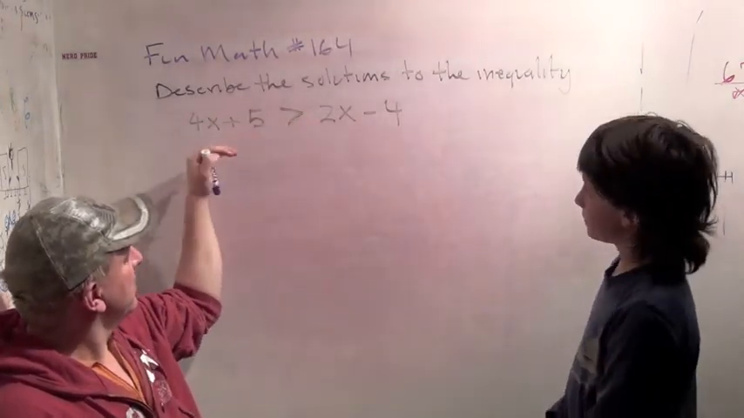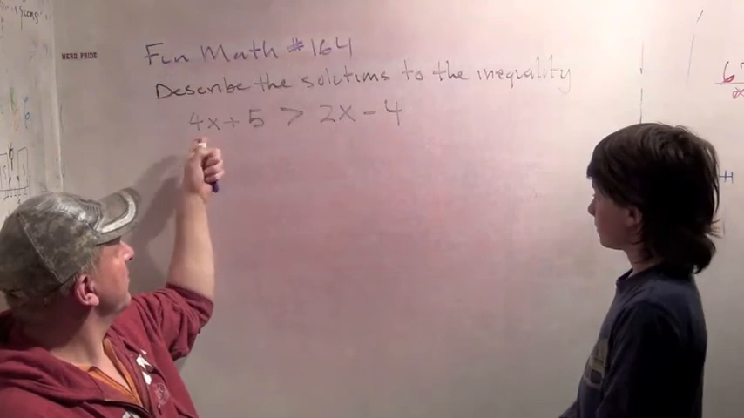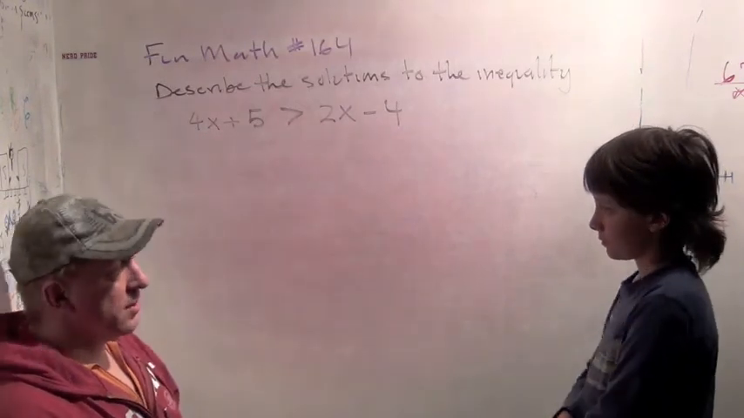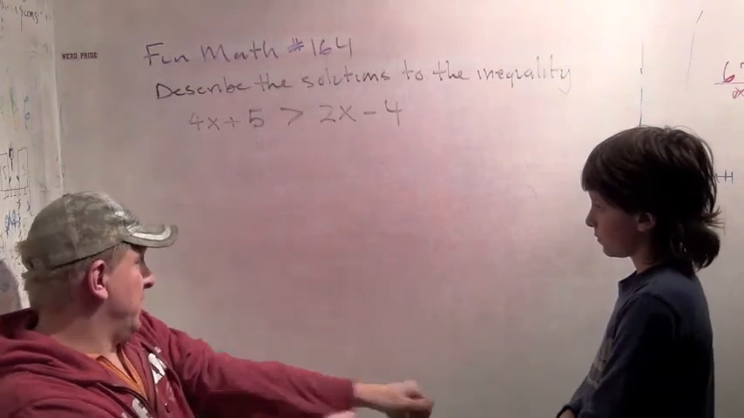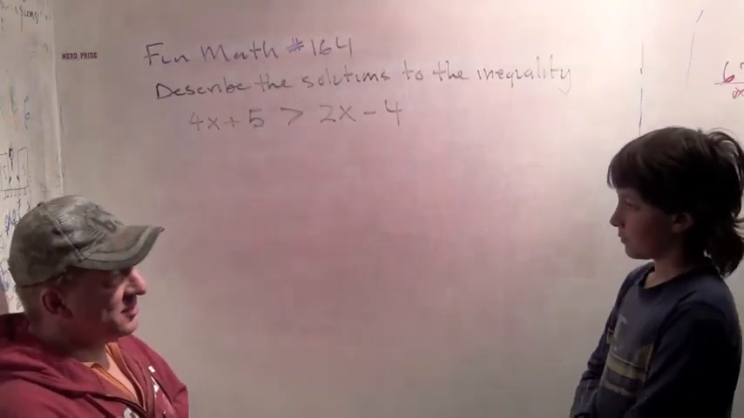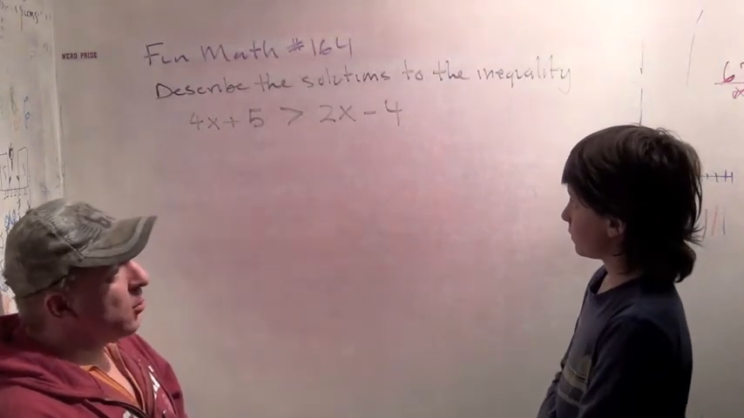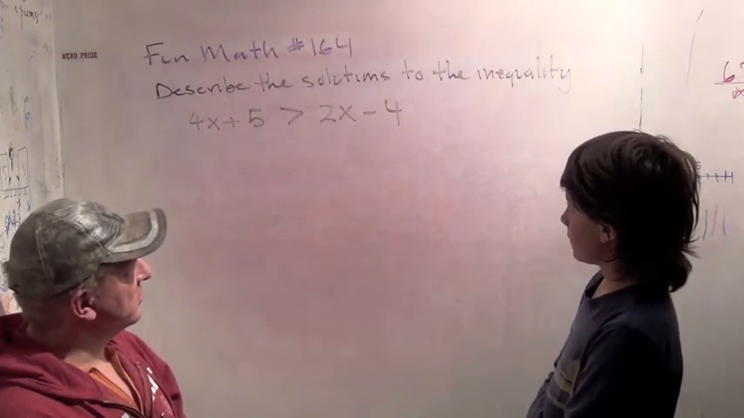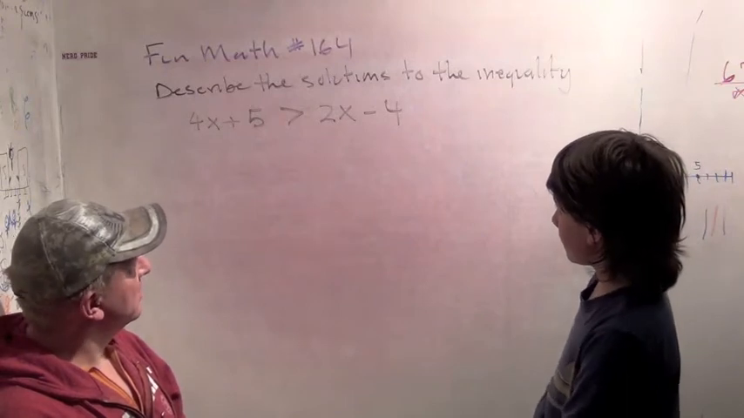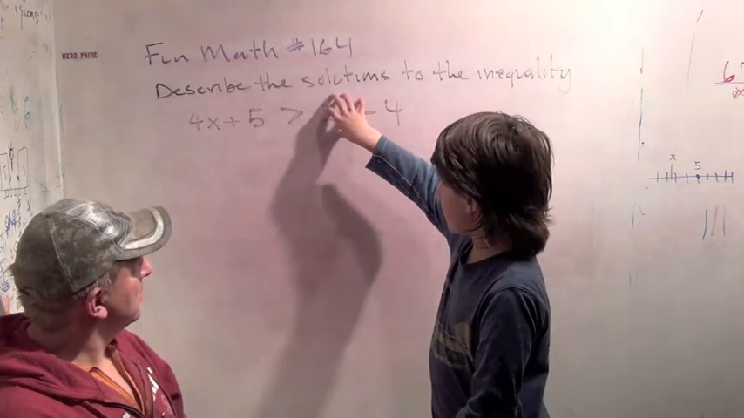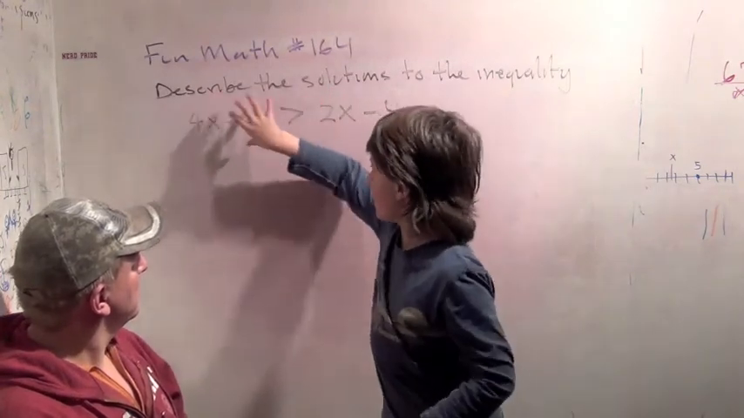So a problem like this. Describe the solutions to the inequality 4x plus 5 is greater than 2x minus 4. So, we've never talked about this before, so I'm interested to see, how do you think you would solve an inequality like this? What do you think you should do to describe the solutions to this? Maybe we could move the 2x over here and the 5 over here.